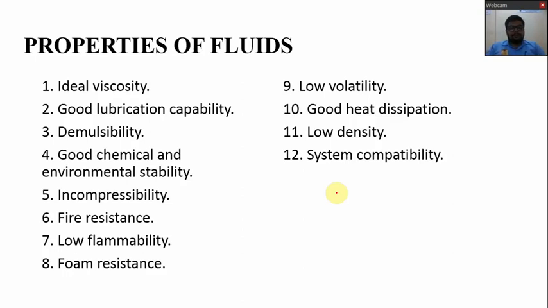So these are the 12 different properties: ideal viscosity, good lubrication capacity, demulsibility, good chemical and environmental stability, incompressibility, fire resistance, low flammability, foam resistance, low volatility, good heat dissipation, low density, and system compatibility. So let us go through these one by one.